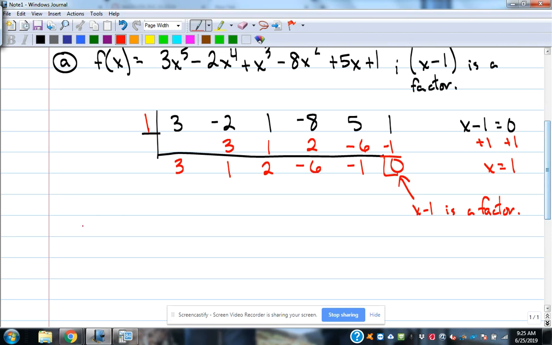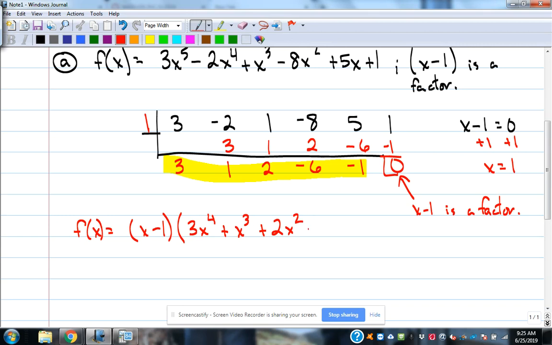Okay. All right, so what does that do to this problem? It takes it and starts factoring it. So you get this factor of x minus 1, and then what's left over, this stuff right here, is 3x to the 4th power plus x to the 3rd power. So I'm taking the coefficients here, and I'm just going 1 power down from what I started with. So I started with x to the 5th. So that becomes x to the 4th. X to the 3rd, x squared, plain x, and then a number. So that'd be plus 2x squared minus 6x, and then minus 1.